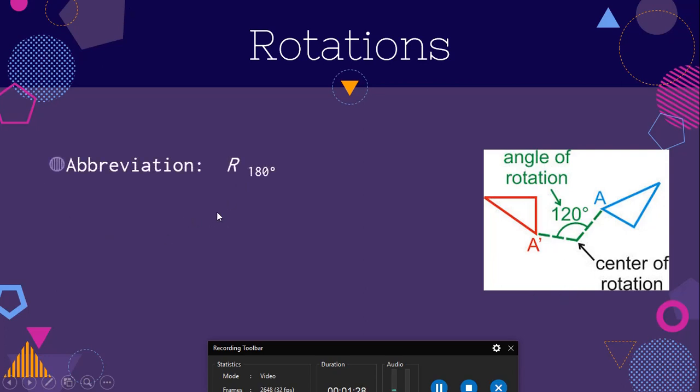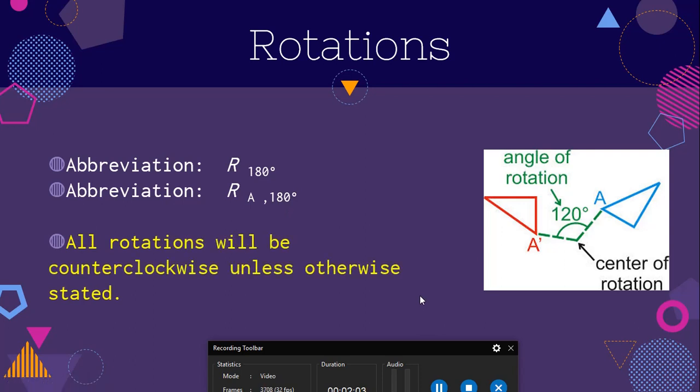We abbreviate a rotation with a capital R. Remember, a reflection is a lowercase r. And in subscript, we'll put down the number of degrees we wish to turn our object. Remember, not all rotations need to occur around the origin. So if you're going to rotate around another location, in this example, point A, you would state the center of rotation. This could also be an ordered pair. And then you would state the number of degrees in the rotation.